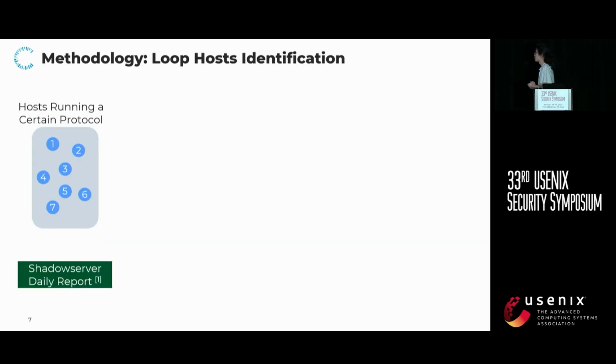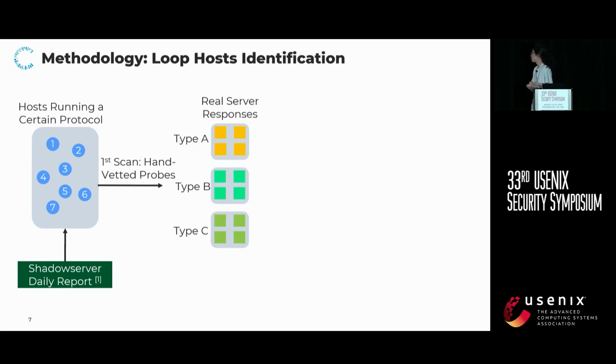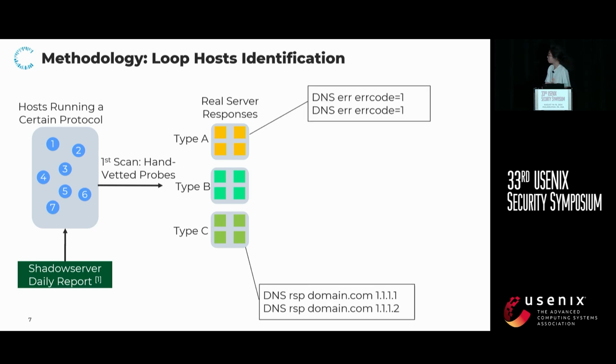I will introduce our methodology now. In the first step, we use the Shadowserver daily reports to get a list of servers running a certain protocol. Here, for example, we get a list of open DNS resolvers. Then for each protocol, we prepared around 20 to 30 hand-written probes, and we send all these probes to the servers to try to trigger distinctive responses. After that, we collect the responses from the servers and cluster them according to semantic difference. For example, in the DNS case, there are DNS error messages and DNS response packets, so they go to different categories.